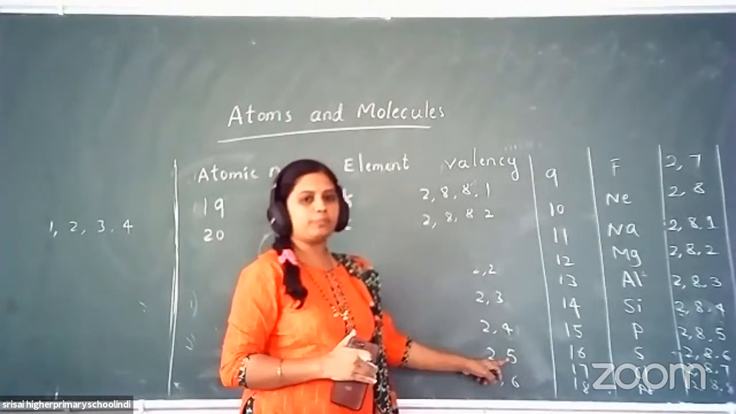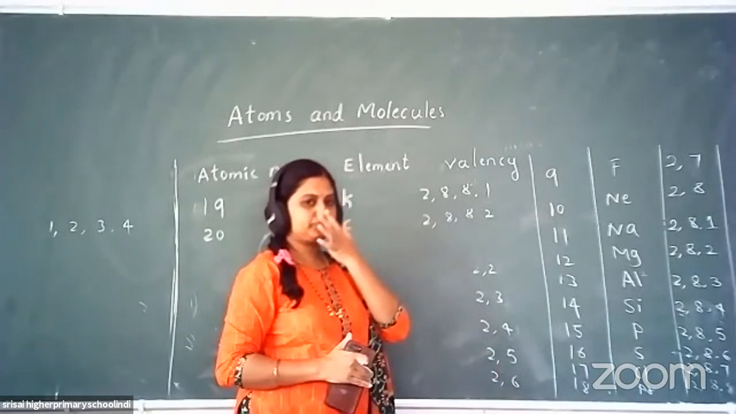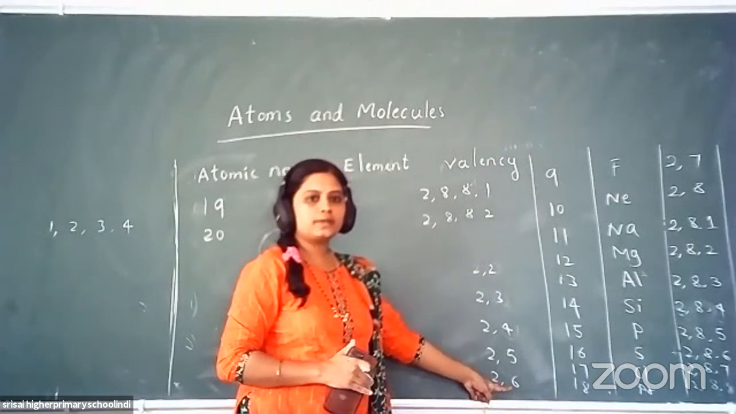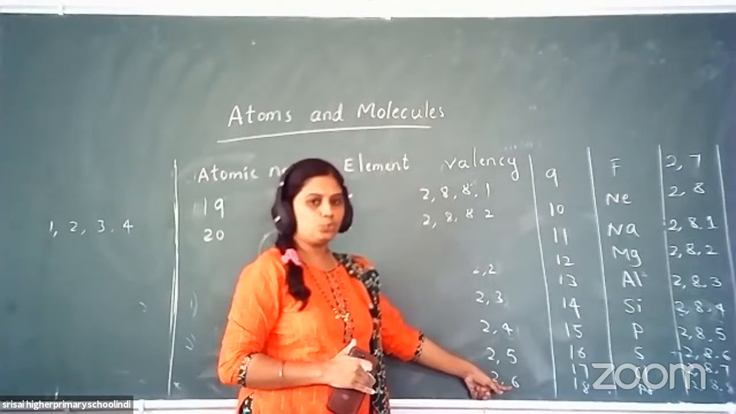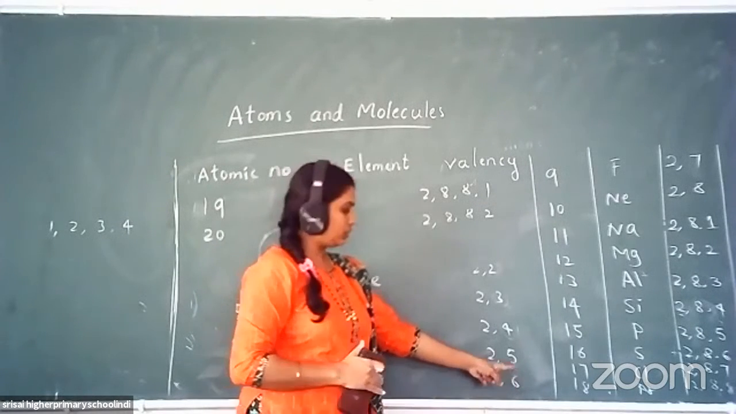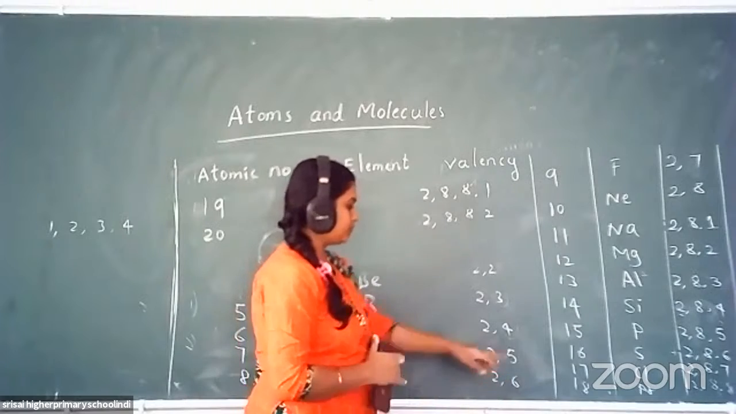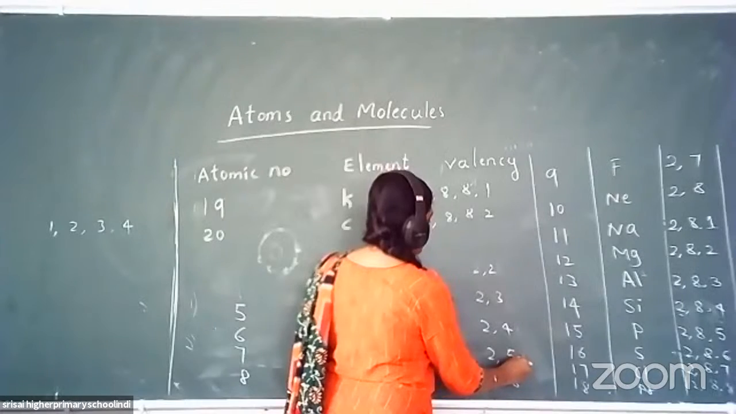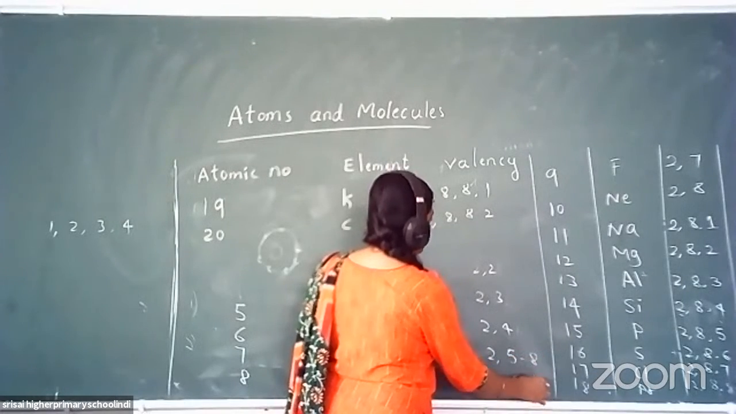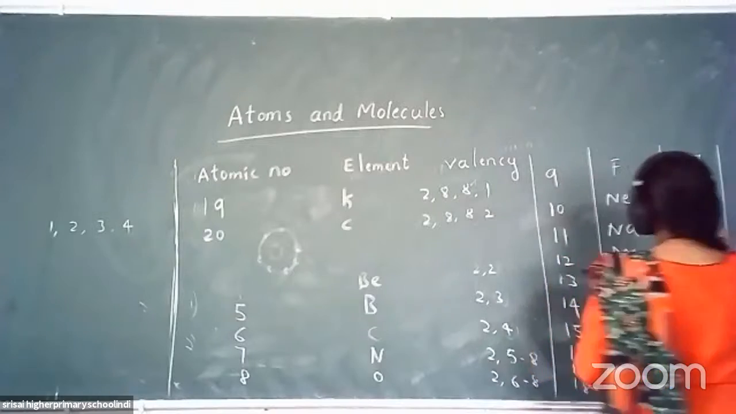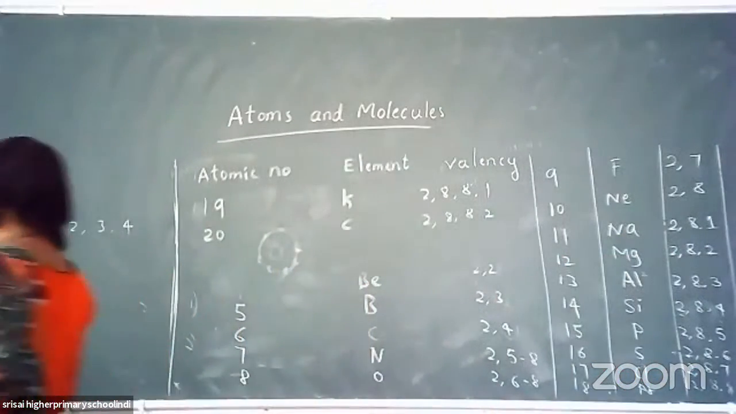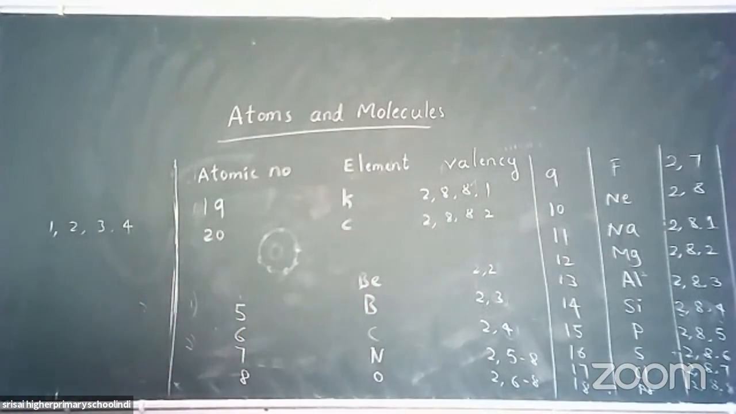8 minus 5 is how much, students? 3. Okay, 3. 8 minus 4 is 4. 8 minus 6 is 2. So this is the valency number, friends. We have to subtract from 8. All these big numbers, we have to subtract from 8. And 8 minus 8 is 0, so that valency is 0.